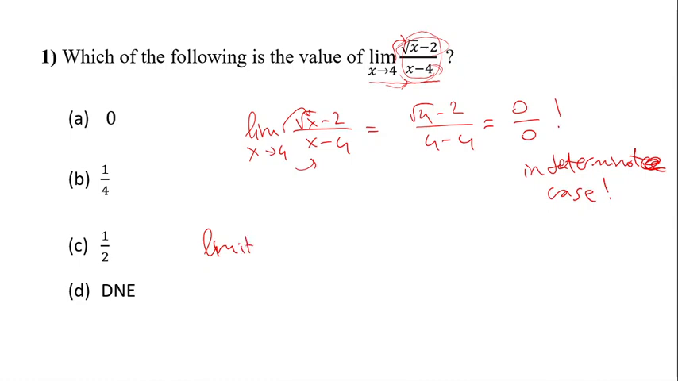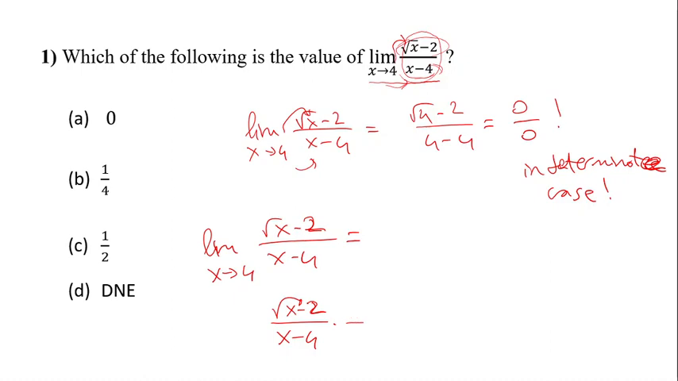In the indeterminate case, we try to do some simplification. So we seek a simplification here, like square root of x minus 2 over x minus 4. Can we do some manipulation so that there will be some simplification? Here, we want to get rid of the square root of x. So we can multiply both sides with square root of x plus 2.